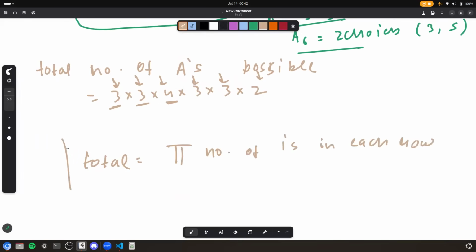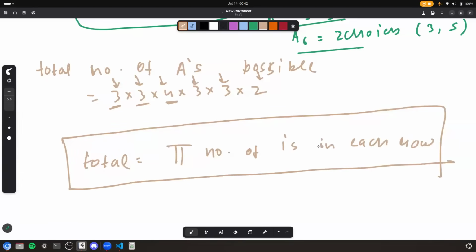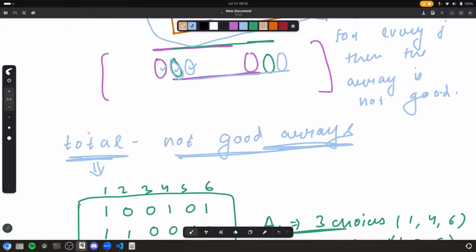So this would just give us the total number of A possible. So that was for the total part. This part we have done. Now we need to figure out how to find this part.